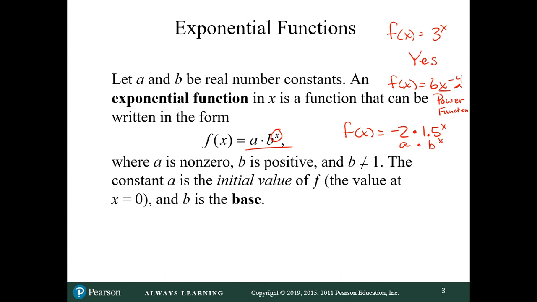Last chapter, we had power functions, like 6x to the negative 4th or something like that. Okay? So, b is the base of the function. a is the initial value of the function. It's what we start with. Why is it an initial value? Well, at time equals 0, x would be 0, right? What's any number to the 0 power? 1. And 1 times any number is that number. So that's why a is called the initial value. Okay? That's a starting number.